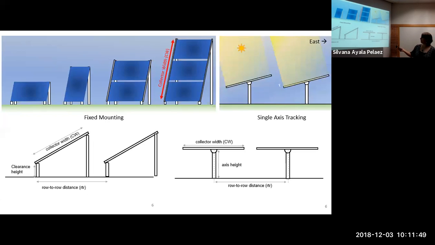And when you have the rotating tracker, your height to the ground is going to be constantly changing, right? So we usually define this distance based on the hub height or the axis height.